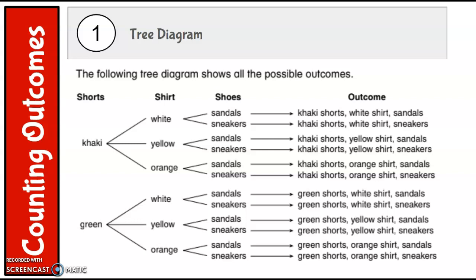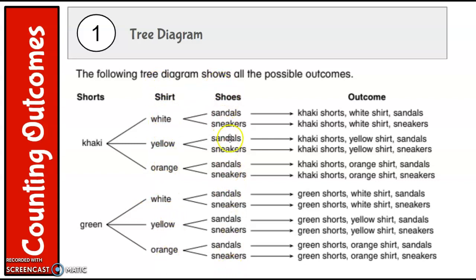Now this looks kind of complicated, but just bear with me. So this is event 1, choosing from khaki or green shorts. And then off of khaki, you're going to put all the possibilities for shirt, which is white, yellow, orange. And off of the green shorts, you're going to put all the possibilities for shirts, which is white, yellow, orange. So we could have khaki shorts and white shirt, khaki shorts and yellow shirt, khaki shorts and orange shirt, and so on.